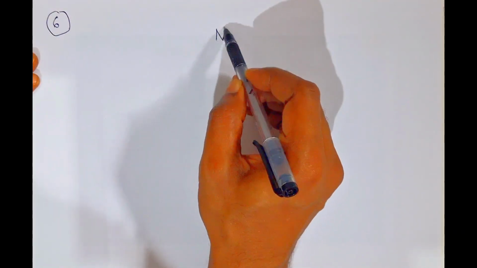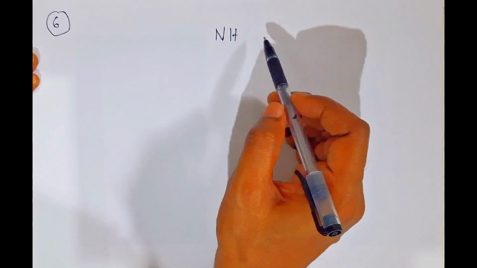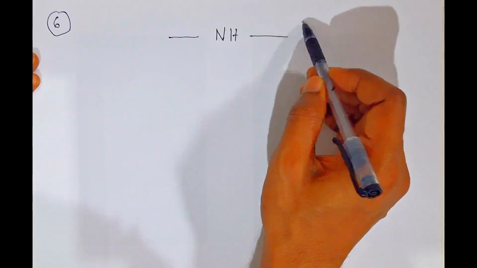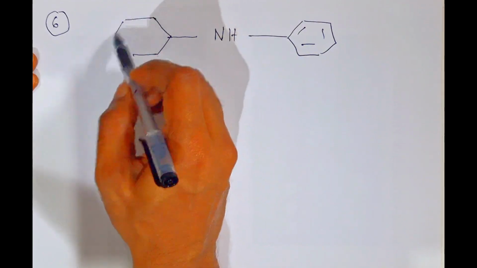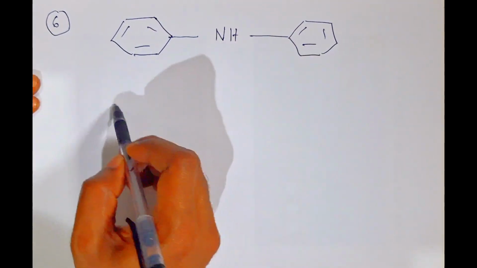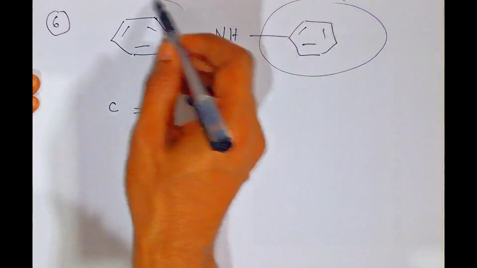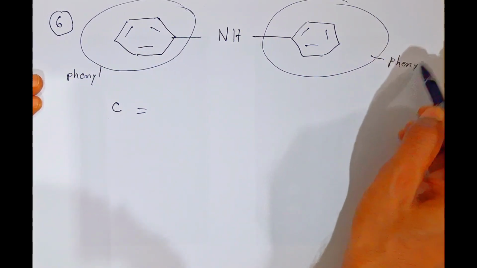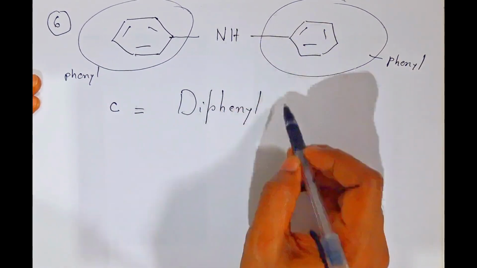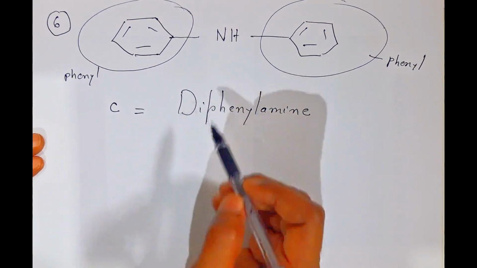Suppose you have a secondary amine. Okay, students, the 2 valencies of this nitrogen are replaced by 2 alkyl groups. So what will be the common name, students? This is phenyl. This is also phenyl. Okay, students. So we call it phenyl. 2 phenyls are there, students. We call it diphenyl. So this secondary amine is diphenylamine.